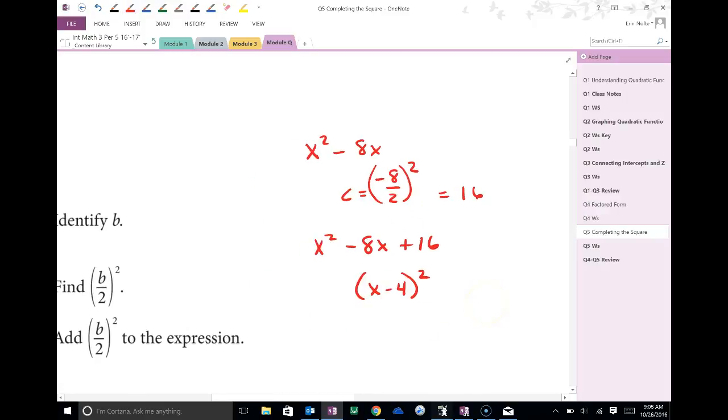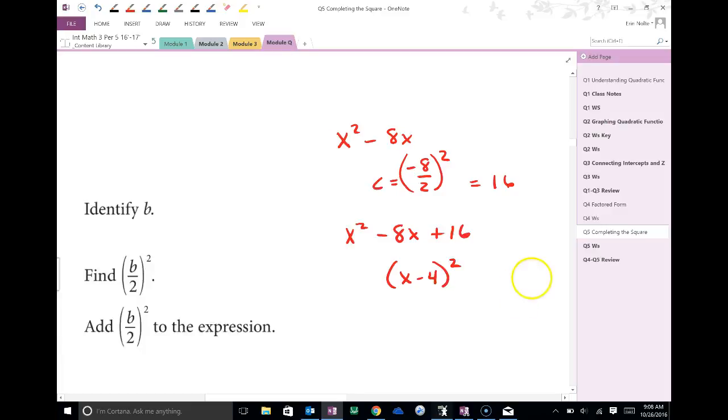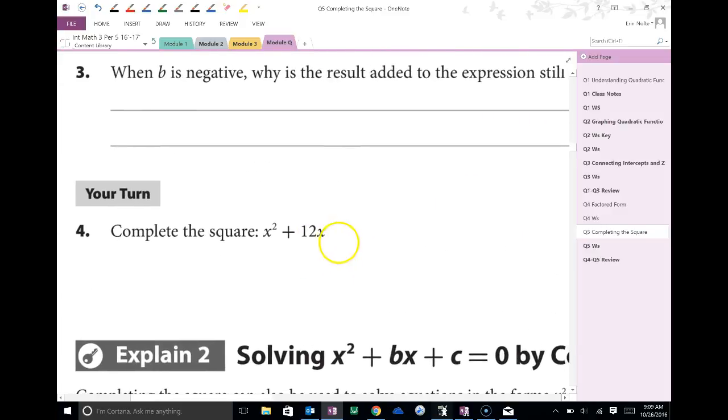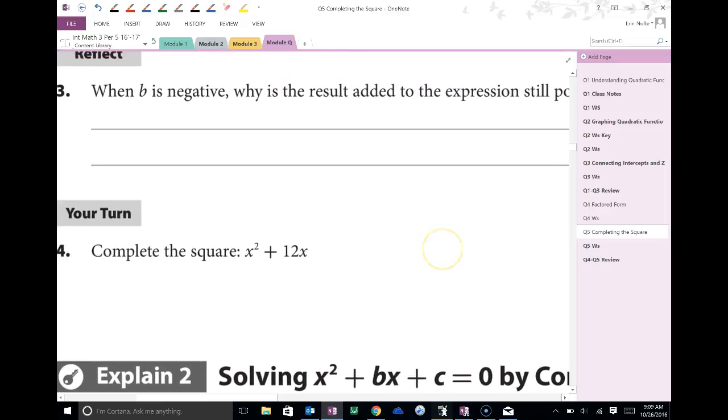Should we do one more? One more, okay. There we go. This one. Okay, so where do I start? How do I find my c value that I'm going to add to both sides? So 12, and I divide that by 2, so everybody thinking 6, and 6 squared is 36.